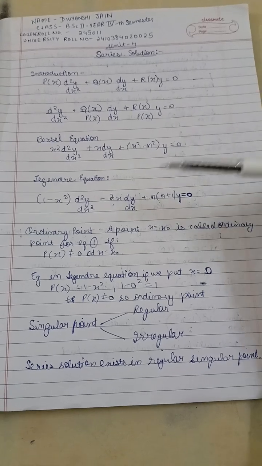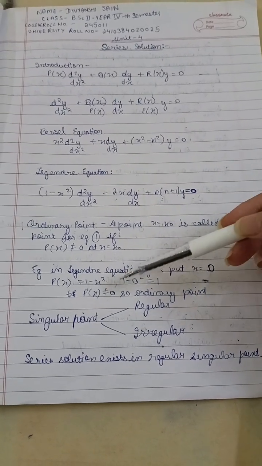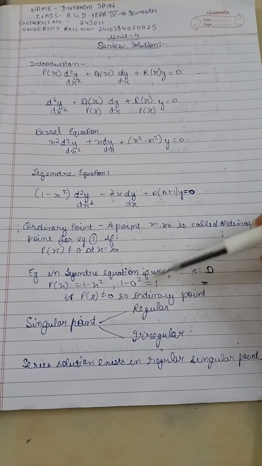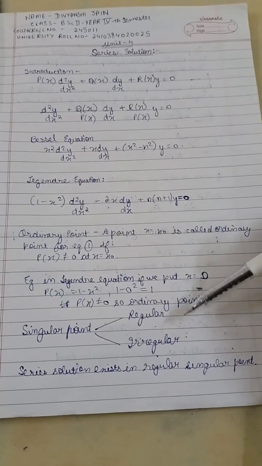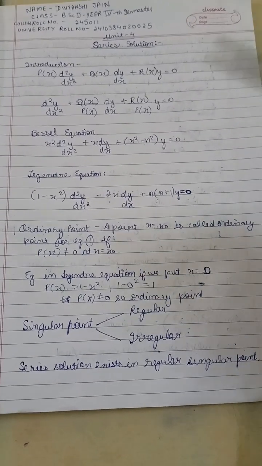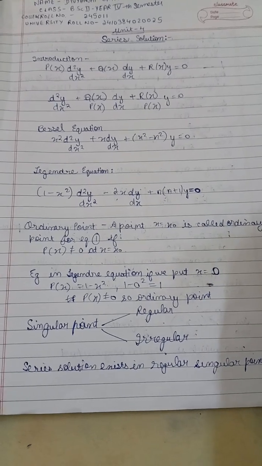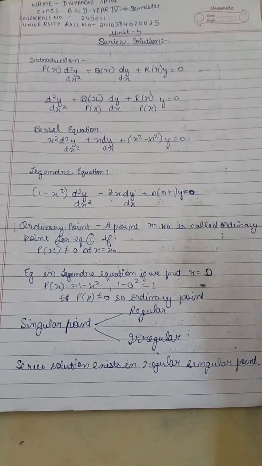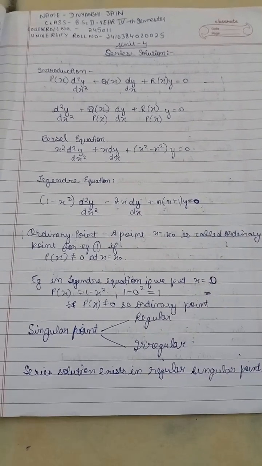Now let us discuss singular point. And singular point is also divided into two types: regular singular point and irregular singular point. And there's one thing to be noted, that series solution exists in regular singular points only.